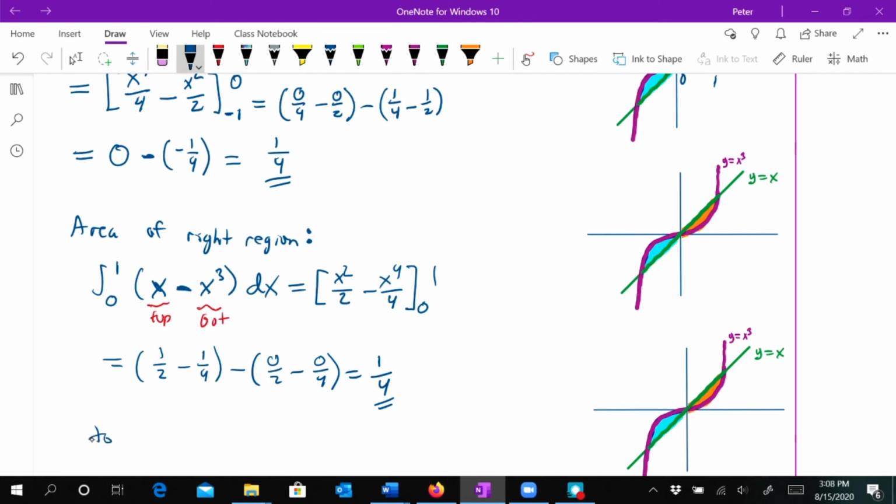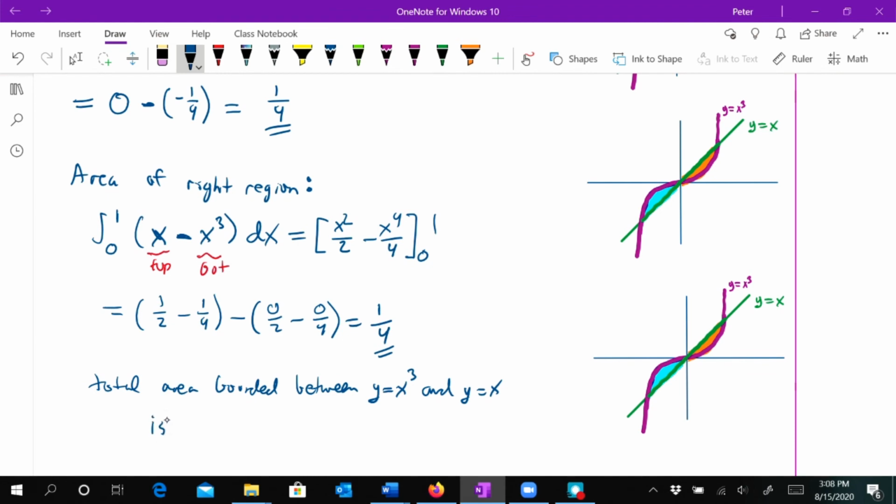So the total area bounded between y equals x cubed and y equals x is 1/4 plus 1/4 equals 1/2.